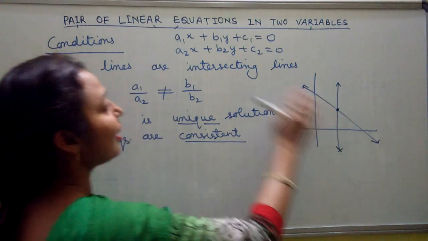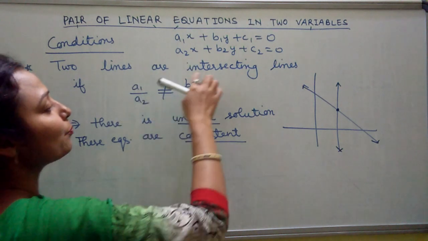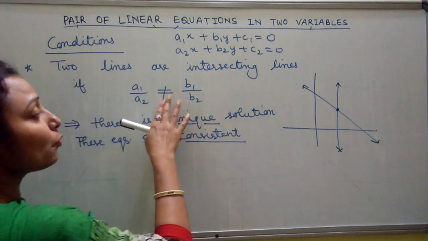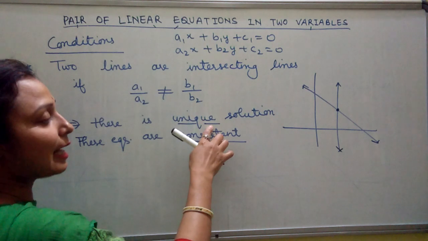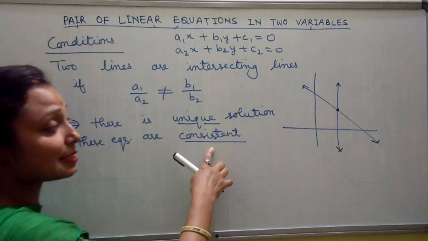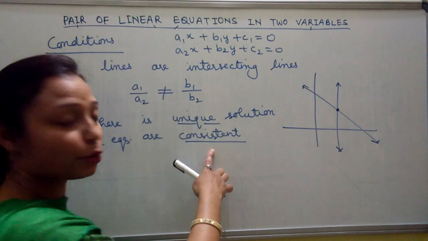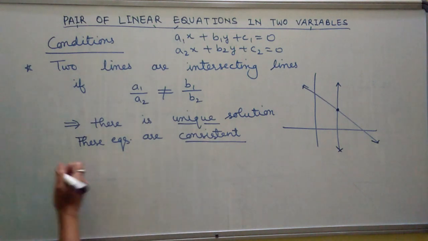Without drawing the graph, I will check a1 upon a2, b1 upon b2. If both are not equal, that means it has a unique solution, and these are a consistent system of linear equations. These equations are consistent equations.